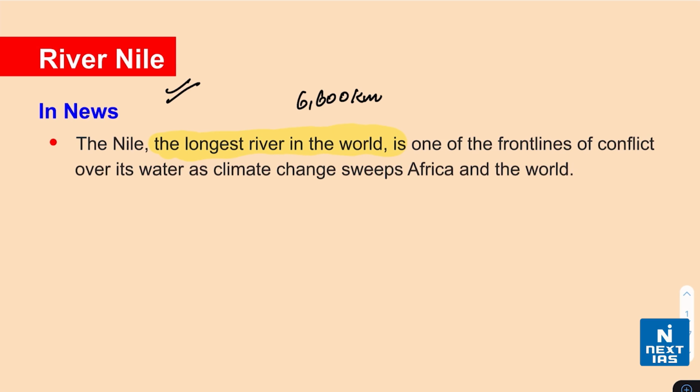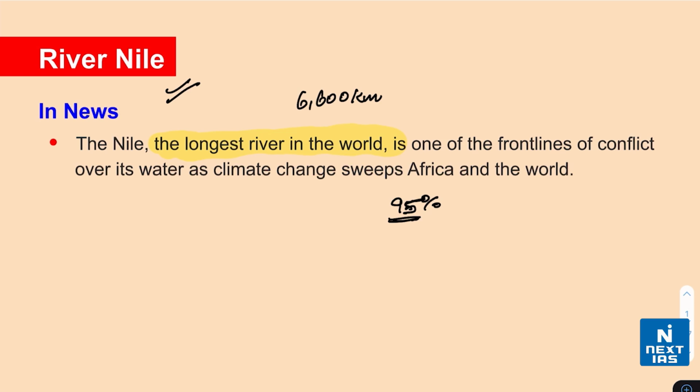Now, as we know, about one third of the population of Africa lives in the drought prone region, and around 95% of deaths in Africa are caused by droughts. Therefore, the importance of rivers in Africa is very much. And since the river Nile is the longest river and it is a freshwater river, it is very, very important in the African region.